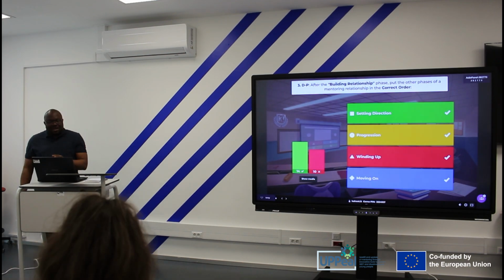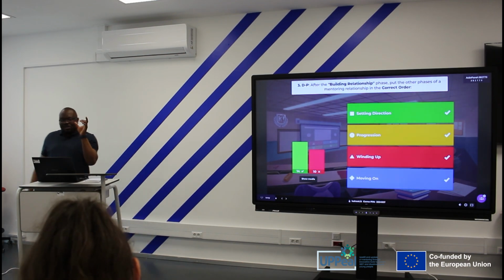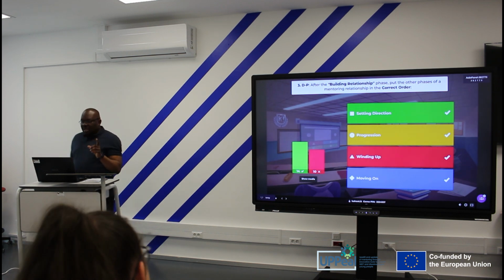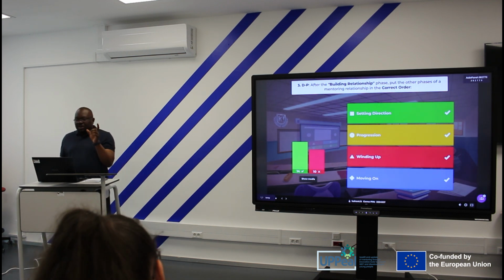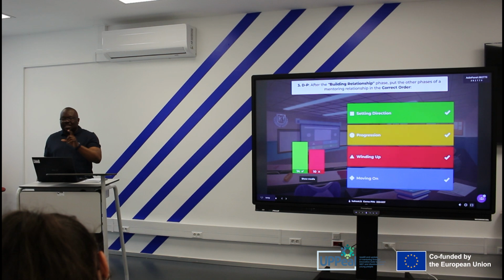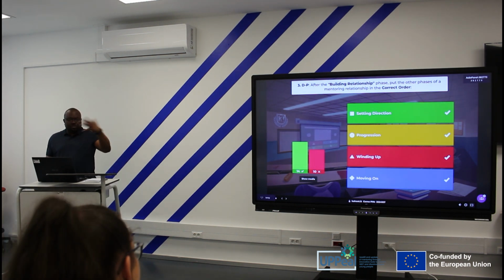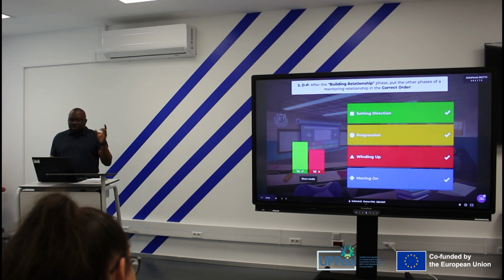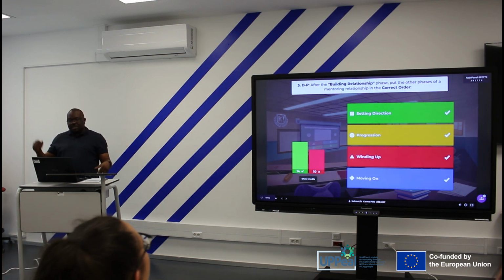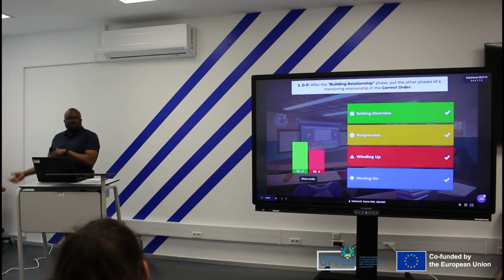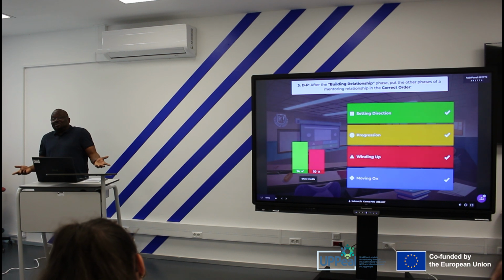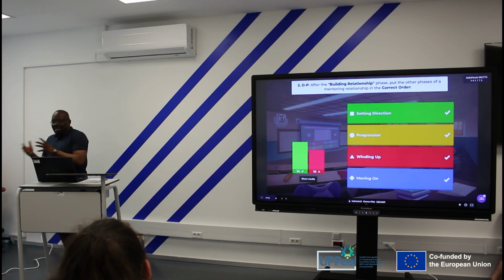Okay, so the correct thing, after building relationship, the correct thing is setting direction. This is where you do your goal setting, the participant does the goal setting and all of that. Progression, which is the biggest phase, the wind down, and then you move on. I'm talking as if I know this thing because I have to look at the material again too.